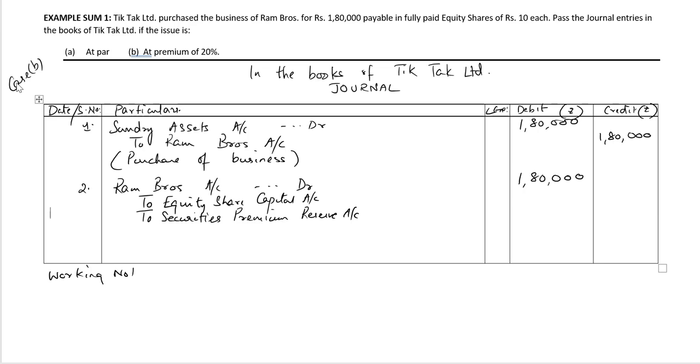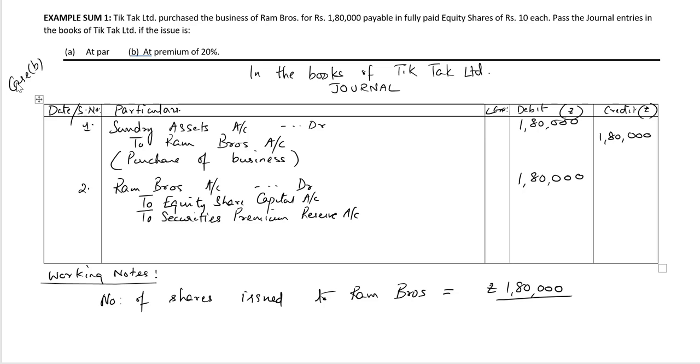Let's do the working note to get the number of shares which have been issued. Number of shares issued to Ram Brothers is equal to the amount which is payable, which is 1,80,000 rupees, divided by the issue price of the share. The share has been issued at a premium of 20% on the face value of rupees 10. Therefore, the issue price is rupees 12.